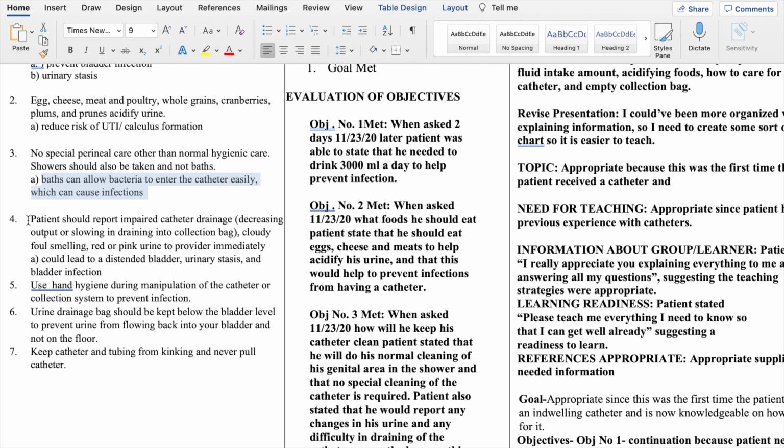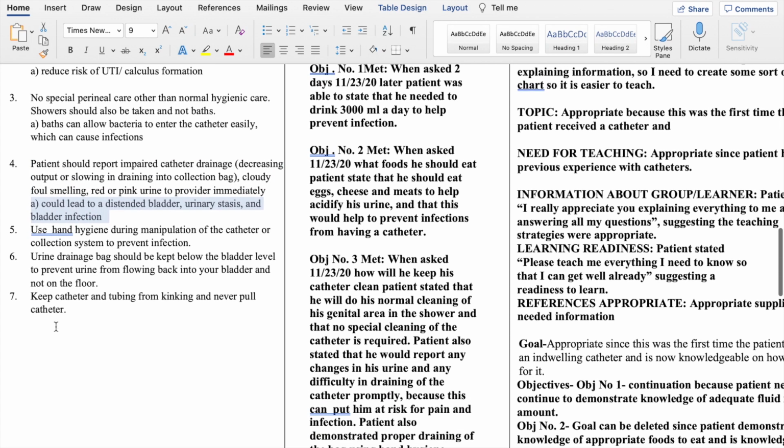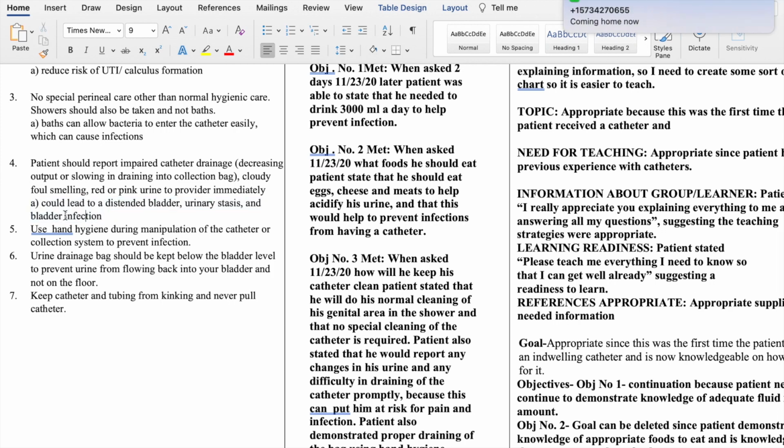And then I also have patients should report impaired catheter drainage, cloudy, foul smelling, red or pink urine to provider immediately. And the reason, which it could lead to a distended bladder, urinary stasis, and bladder infection. Remember, I said the whole point of this is to prevent infection. And then I also have the use hand hygiene during manipulation of the catheter or collection system. And then urine drainage bag should be kept below the bladder level to prevent urine from flowing back into your bladder and not on the floor. And then I also have keep catheter and tubing from kinking and never pull catheter.